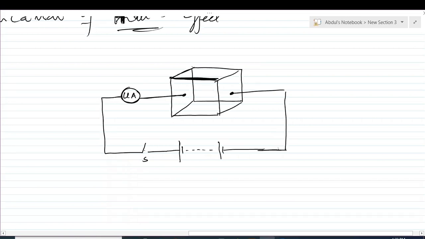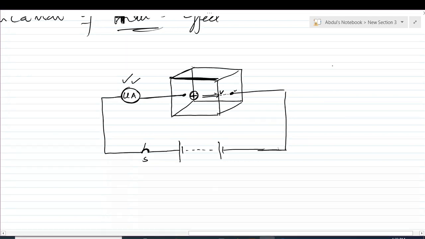When switch S is closed, current flows through it, so the ammeter reads. Suppose it is a positive charge carrier. It is a p-type crystal, so the positive charges are flowing in this direction and reaching this terminal, completing the circuit, and current is there. The speed of the charged particle inside the crystal, inside the wire, is called drift speed.